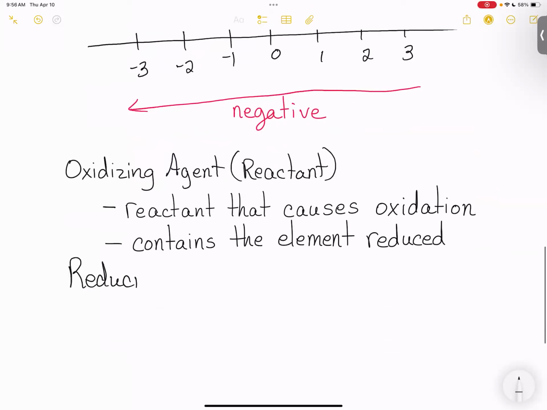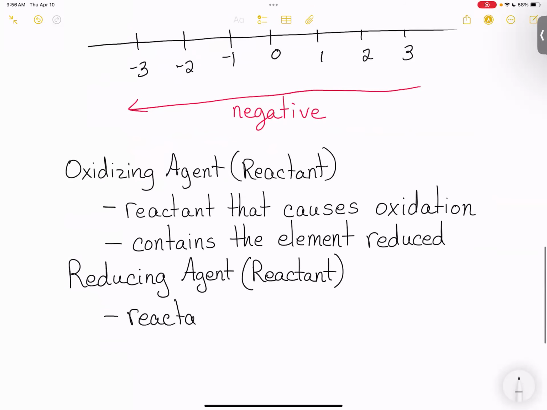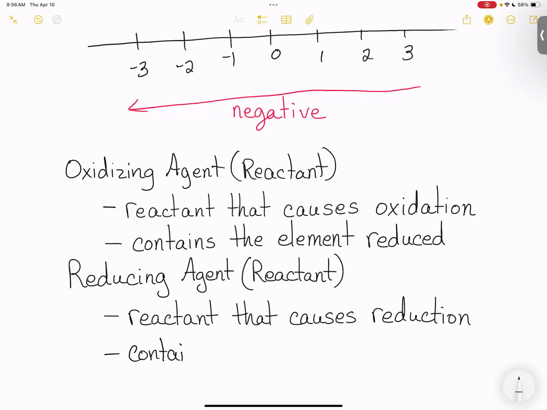And as expected, we can talk about the reducing agent, reactant, which is going to be the reactant that causes reduction. And basically, in order to cause reduction, it means it's going to contain the element that is oxidized.